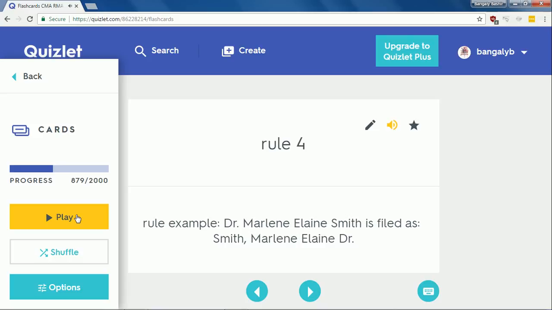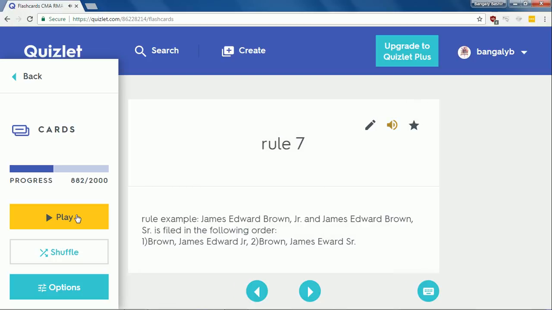Rule 4. Example: Dr. Marlene Elaine Smith is filed as Smith, Marlene Elaine, Dr. Rule 5. Example: Adele Marie Johnson-Smith is filed as Johnson-Smith, Adele Marie. Rule 6. Example: Amy Sue Sung is filed as Sung, Amy Sue, Mrs. John. Rule 7. Example: James Edward Brown Jr. and James Edward Brown Sr. are filed in the following order: 1. Brown, James Edward Jr. 2. Brown, James Edward Sr.